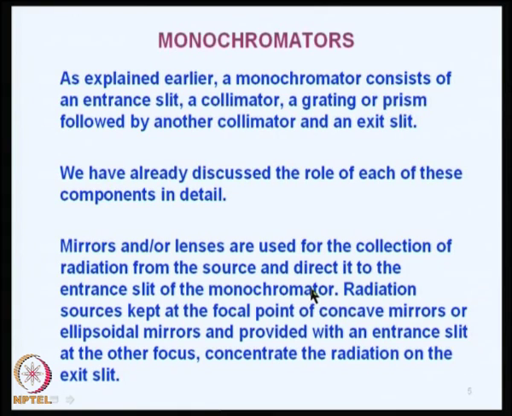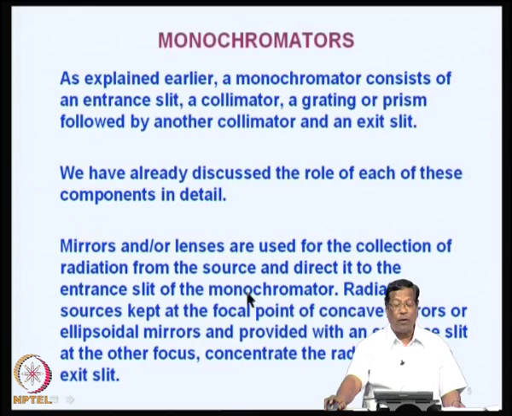That means they collect the radiation from the source and direct it. You can put a reflecting mirror at the back, or you can put a concave mirror, concave lens, convex lens, and all those things, but their main function is to direct it to the entrance slit. Only from the entrance slit will the radiation pass on to the optic system.